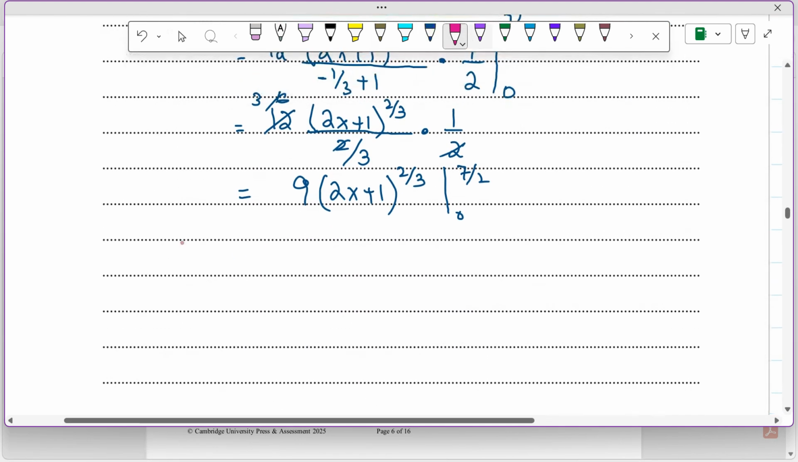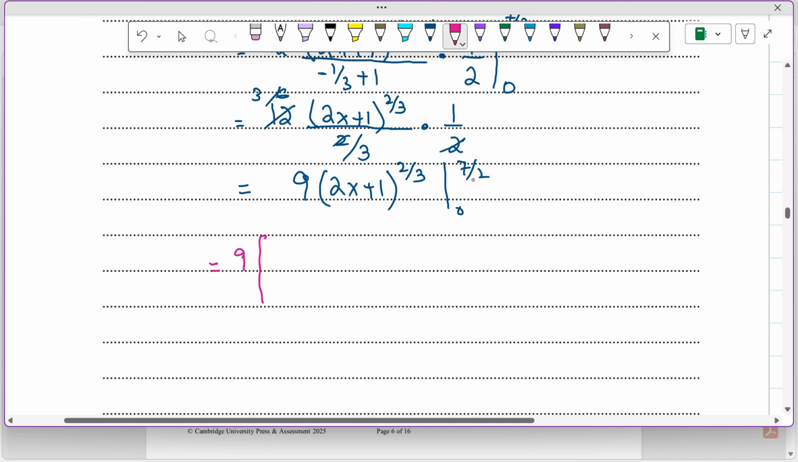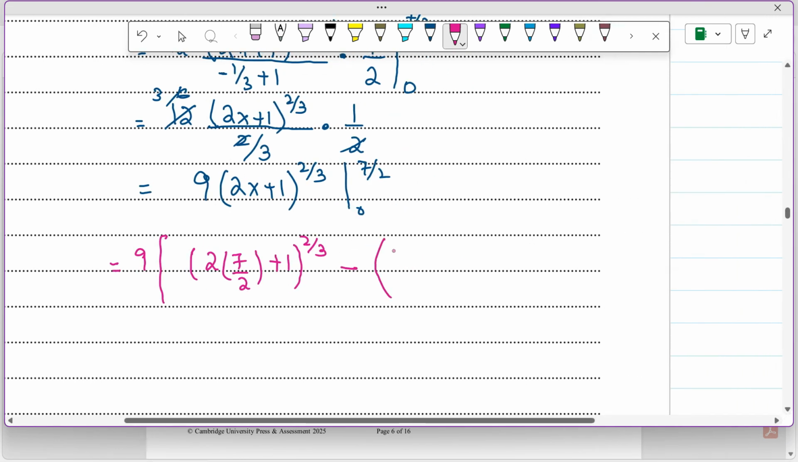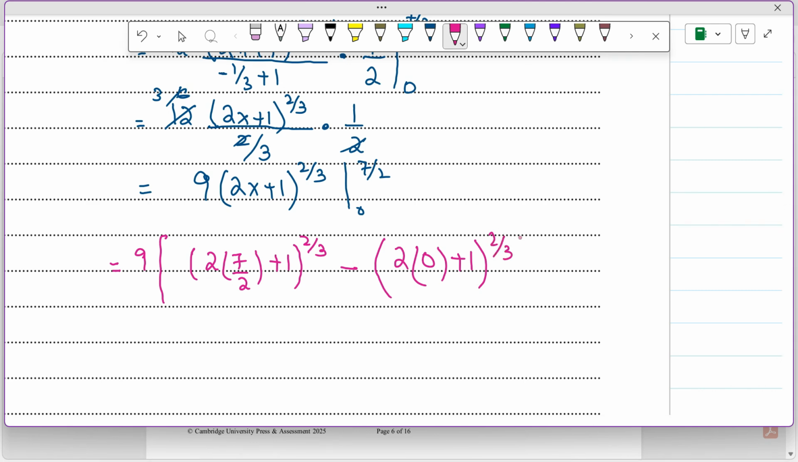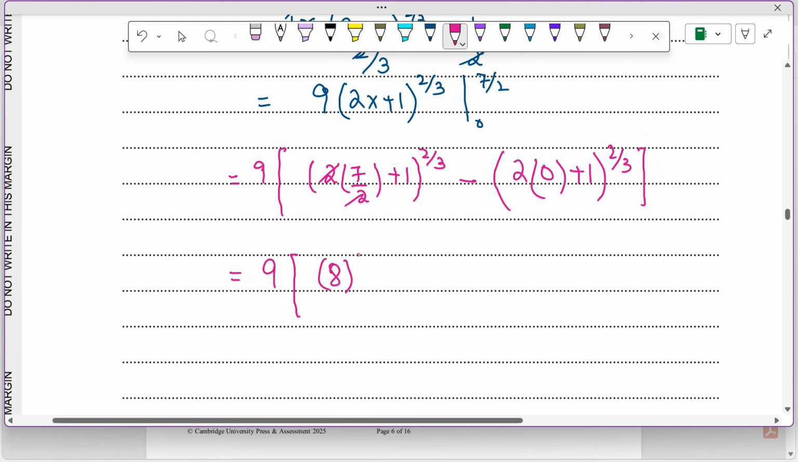Now apply the upper limit. So 9, apply the upper limit, which is 7 by 2. So 2 times 7 over 2 plus 1 whole power 2 by 3 minus, apply the lower limit, means 2 times 0 plus 1 whole power 2 by 3. Okay, so this one is equal to 9 and this one will be 8 whole power 2 by 3 minus this one is 1 whole power 2 by 3.